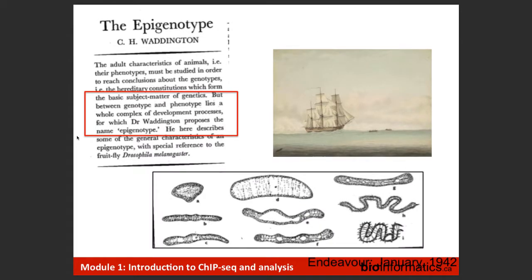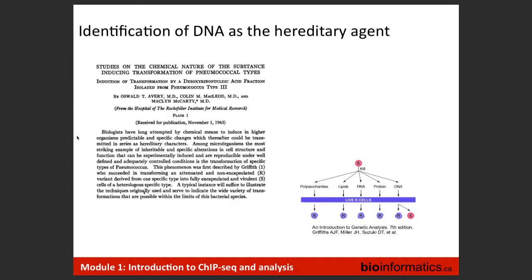So, of course, hopefully most of you are familiar with Conrad Waddington's work. Again, this is a few years later, but before we knew that DNA was the hereditary unit. Waddington coined this term in 1942 in the context of understanding how genotype gives rise to phenotype. In this particular case, he was studying fly wing development, asking how the same genotype gives rise to different phenotypes, and he coined the term epigenotype, which was then developed further into the epigenome.